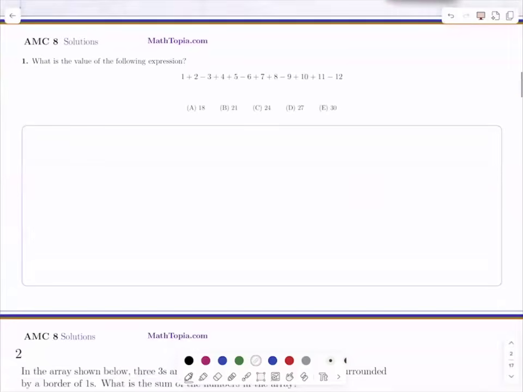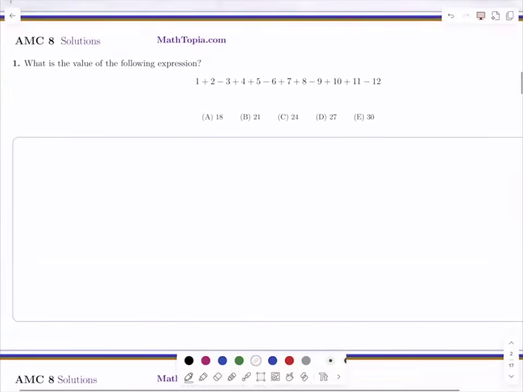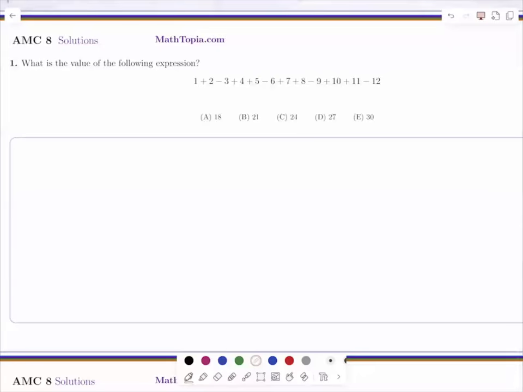Problem number 1. This is an arithmetic problem. Yusuf, how should we start? What's the best way to attack this problem? When you have this type of problem with a lot of numbers in it, first I count how many numbers there are, group them, solve them piece by piece, and combine them. So we can group the first three, second three, third three, and fourth three.